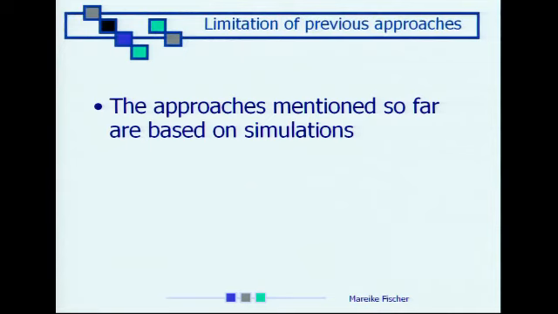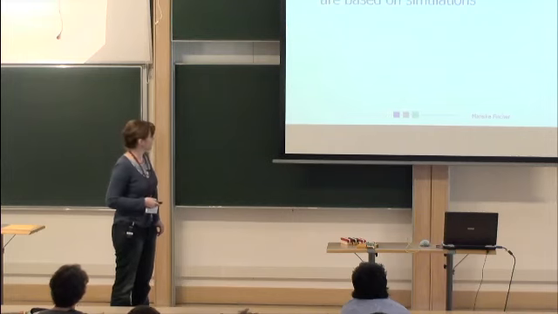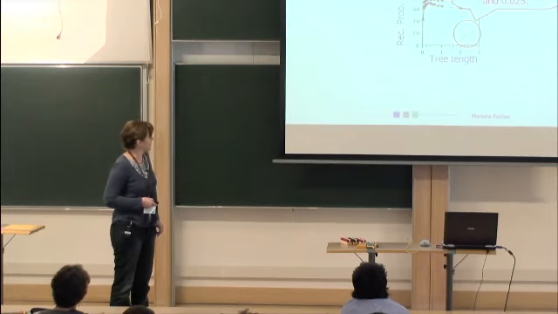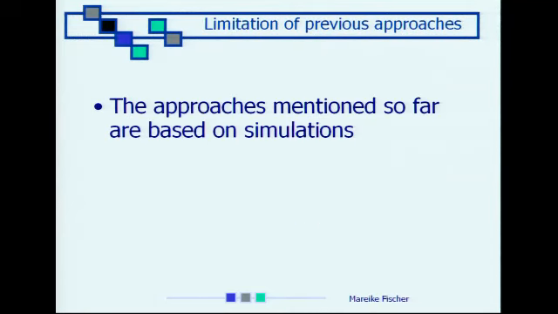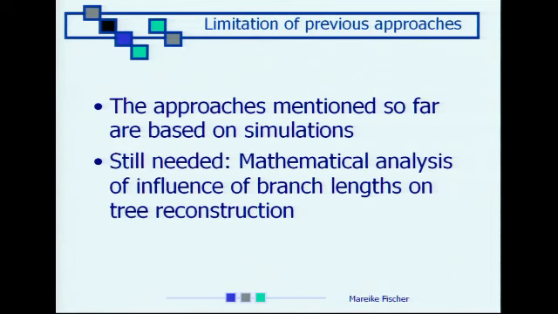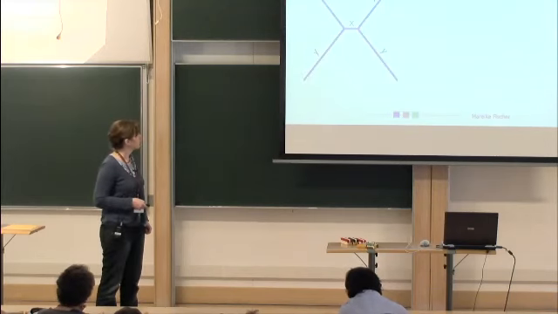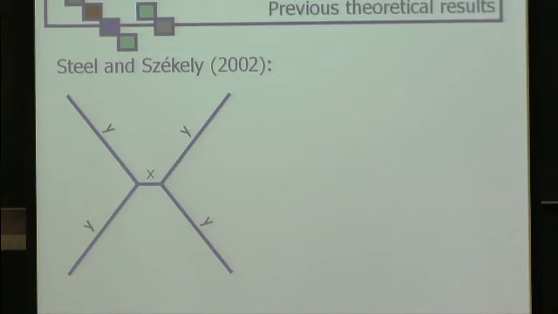unfortunately, all these approaches mentioned so far were just based on simulations. So this number, as I said before, is fixed at 5% of the total tree length, so it gives you some information, but it's just based on simulations. It's not an exact result because it's not done analytically. So what was still needed at the time was a mathematical analysis of the influence of the branch lengths on the tree reconstruction. And a first approach was made by Mike Steel and Laszlo Szekely in 2002.